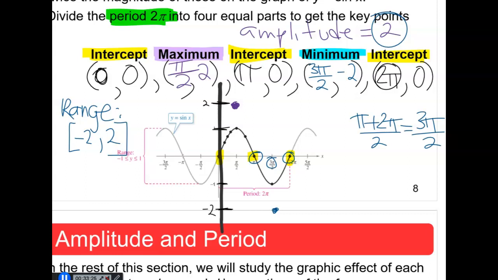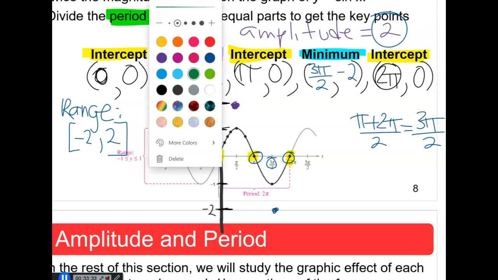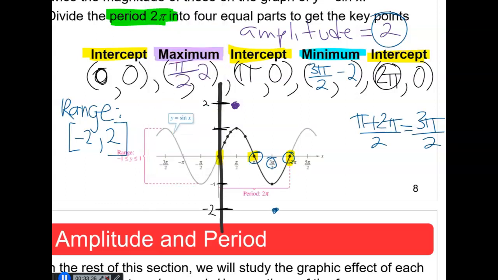Now that I have those key points, I'm going to go ahead and trace a curve. And let's use a different color. Let's use this light blue. So I start from the origin, then I go to the maximum, then I go back down to the x-intercept, and then I go to the minimum, and then I go back up to the intercept. And of course, it's not a very nice curve, so we could just make the line thicker.